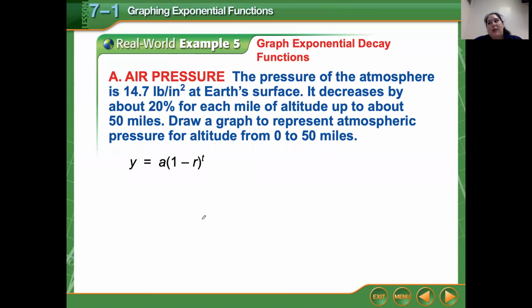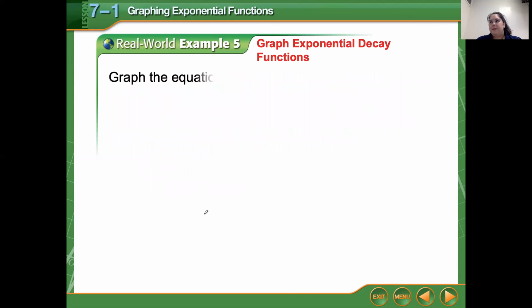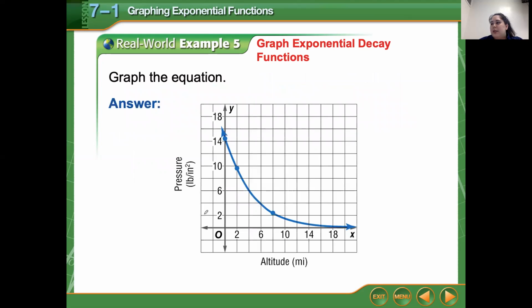So here they gave us the pattern that we need, or a formula, A times 1 minus r to the t power. A is going to be my starting point or initial value. r is my rate as a decimal, and t is time in years, or in this case, miles. So here we have 14.7 times 0.8 to the t. Anytime you see less than 1 in the parentheses, that tells you it's a decay function. So we're going to go ahead and graph, and we can see that it is decreasing.